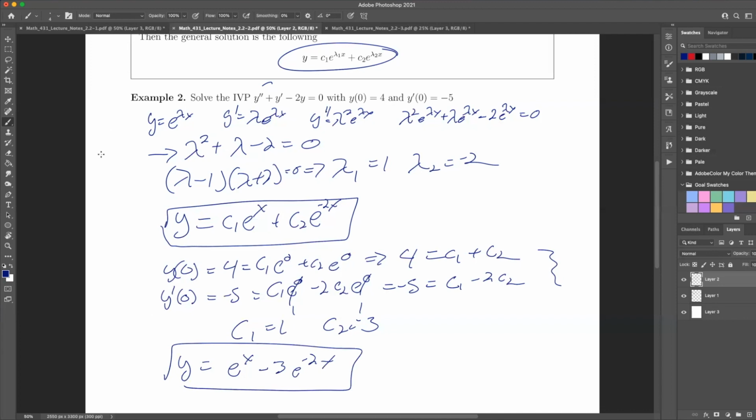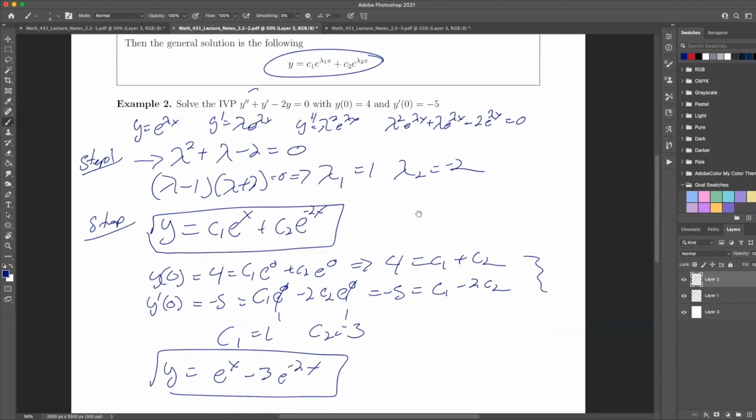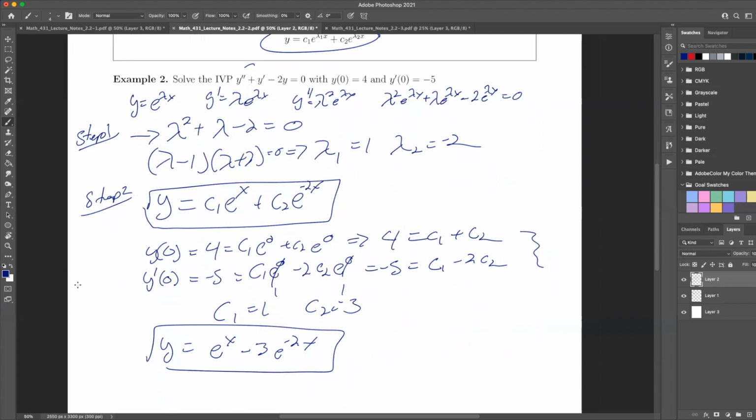So my first step here, step 1, would be to write the characteristic equation and get solutions. Step 2 would be, depending on what you get here, if these are 2 different real solutions, we get this. That's step 2. And then step 3 would be to handle any initial value stuff.